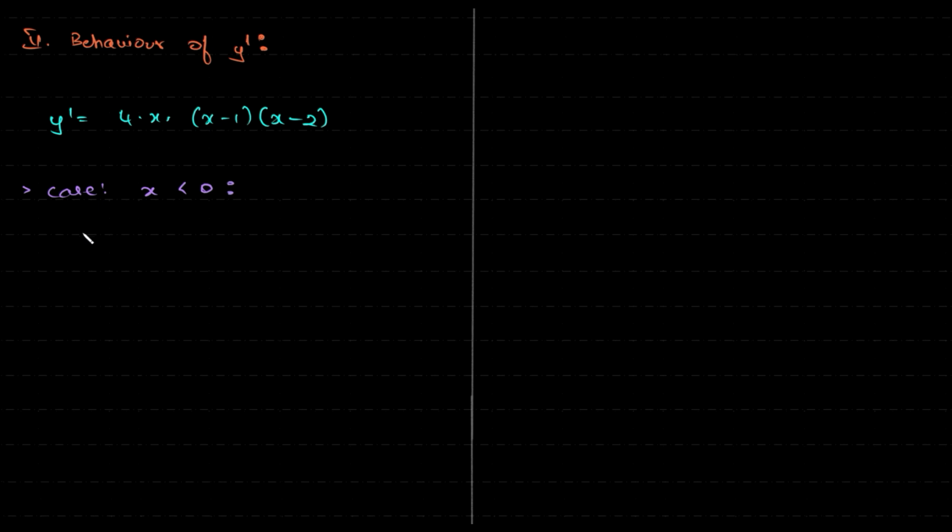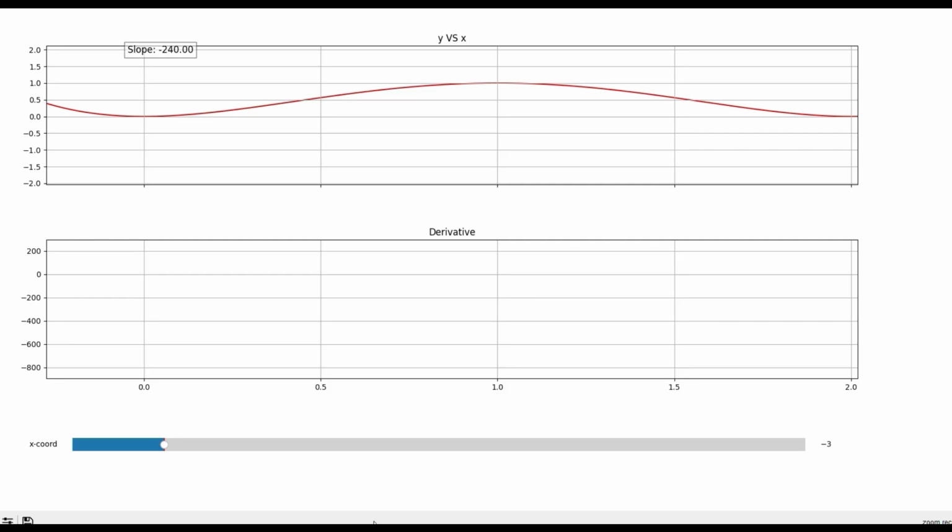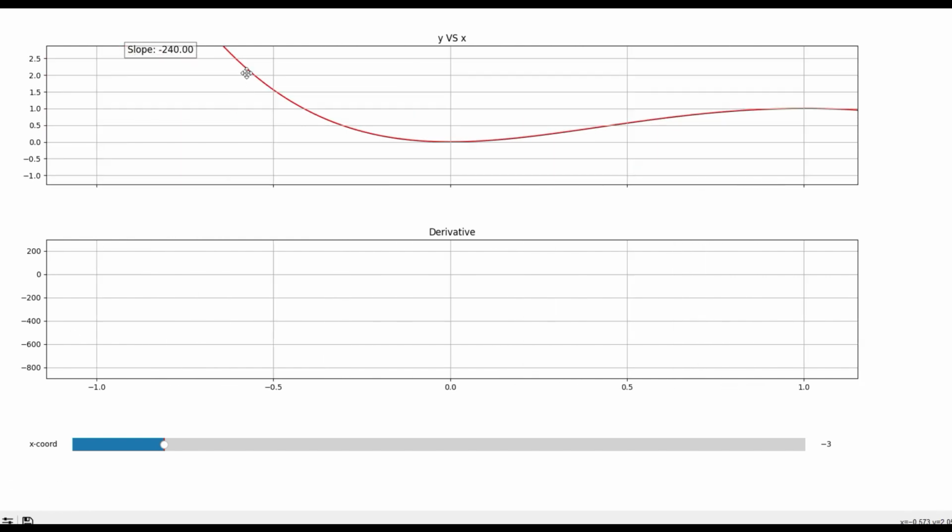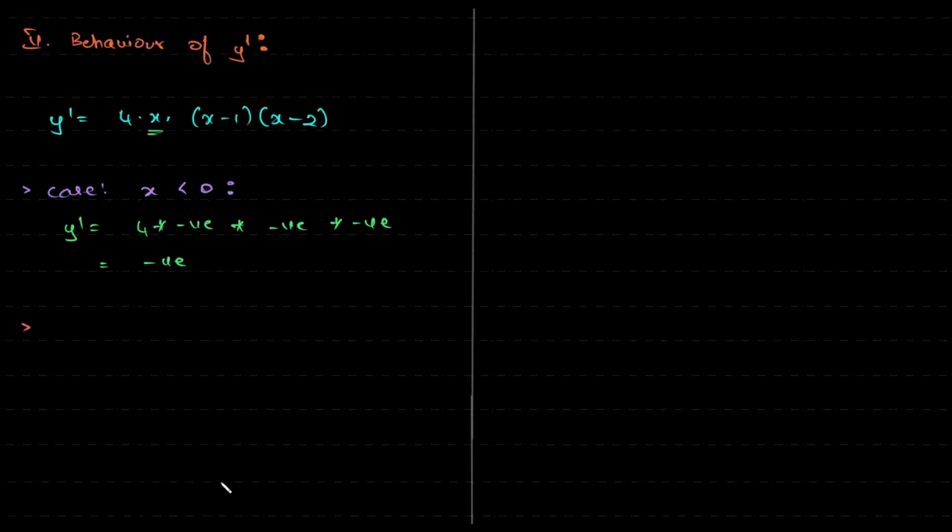So y prime will be equal to, so this would be negative, this also will be negative and this also will be negative. So this will be 4 times negative, negative and negative, and yes, it results in negative, right? It is reducing, as you can see, it's reducing. We got the right answer over there.